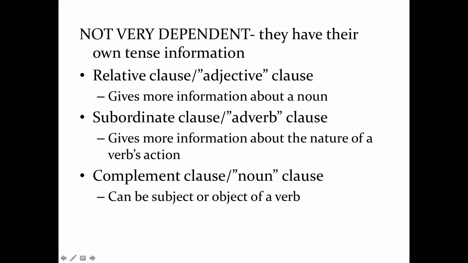There's some dependent clauses which are actually not that dependent at all. And I know that they have their own tense information. So a relative clause, aka an adjective clause, is a clause which gives more information about a noun. A subordinate clause, aka an adverb clause, is a clause which will give more information about the nature of a verb's action. So when it happened, why it happened, where it happened, how it happened. And then a complement clause, aka a noun clause, basically this whole thing acts like a noun. It can be the object of a verb, or it could even be the subject of a verb.